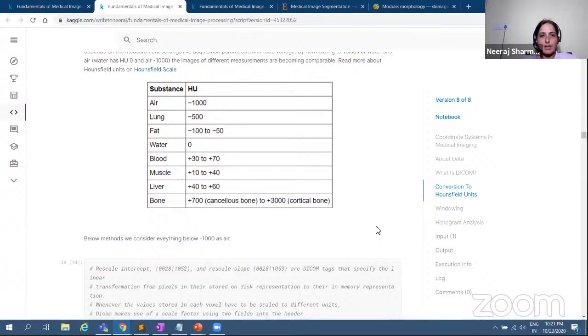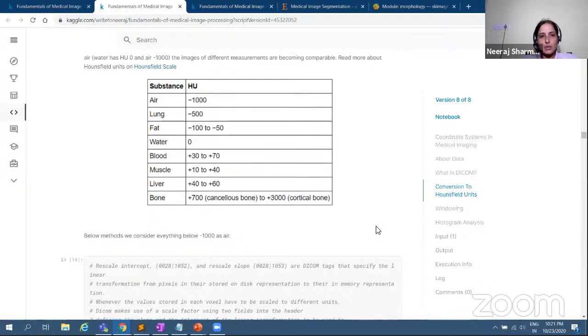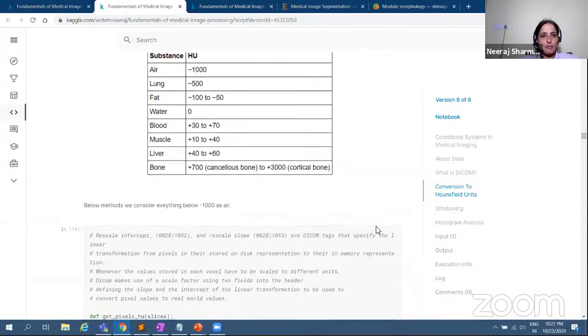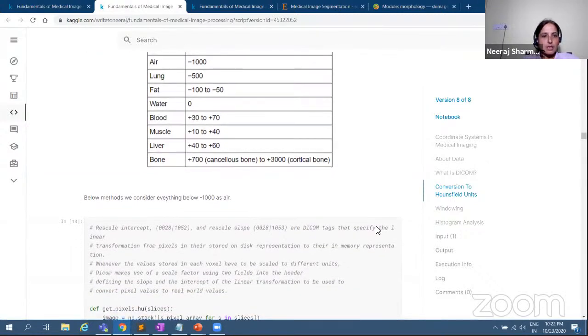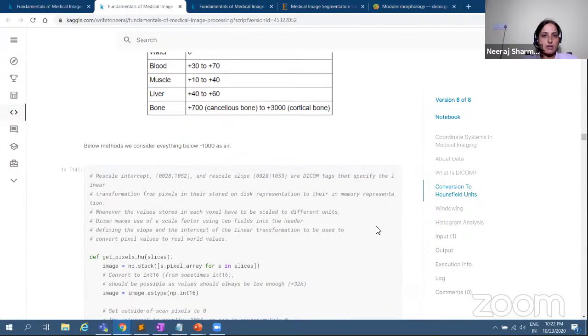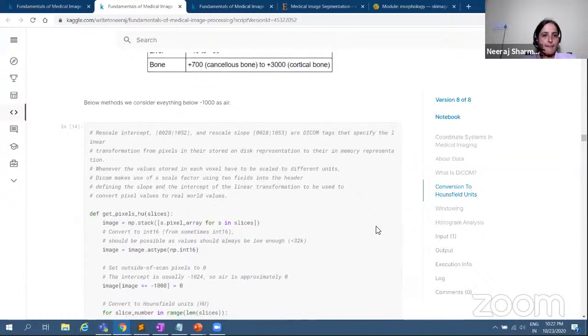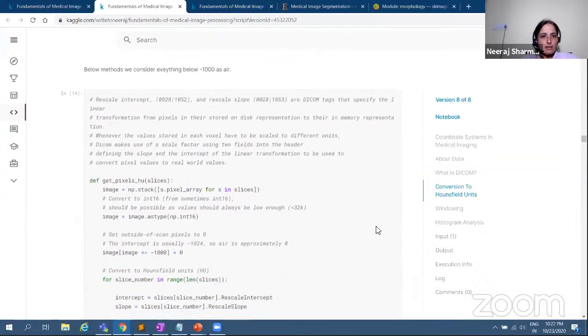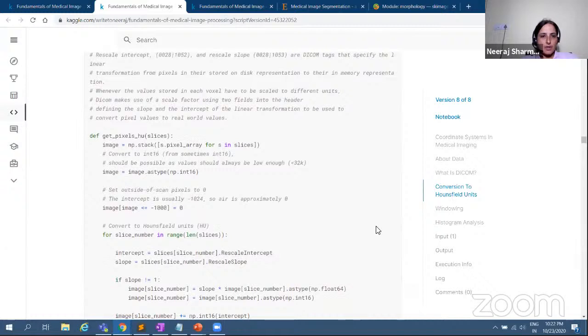For air, this is -1000. For lung, which we will use later, -500, or we can take -600 or -700 also. Fat, -100 to -50. Then water is 0. Then blood, 30 to 70. Muscles, 10 to 40. Then liver is 40 to 60, and bones is 700 to, sometimes very dense bones, 3000 also. Then we will see how this conversion is happening.